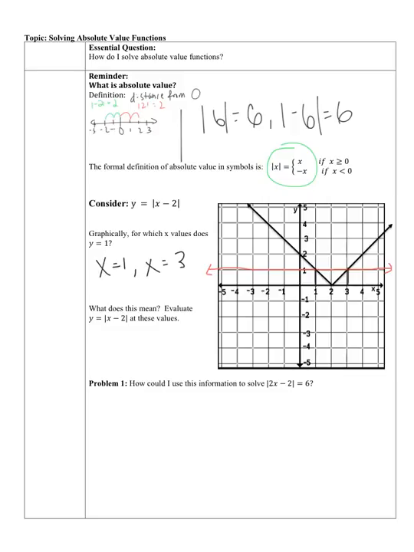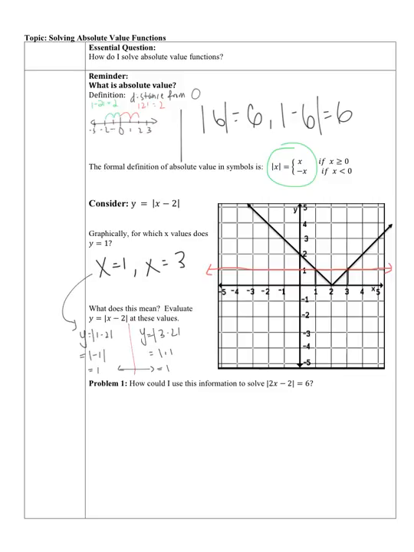If we were to evaluate y equals the absolute value of x minus 2 at both of these values, we get y equal to the absolute value of 1 minus 2, which is the absolute value of -1, which makes negatives positive, so it just becomes 1. Similarly, if I looked at y is equal to the absolute value of 3 minus 2, we get the absolute value of +1, which equals 1. Okay, and so notice we get 1 in both cases here.